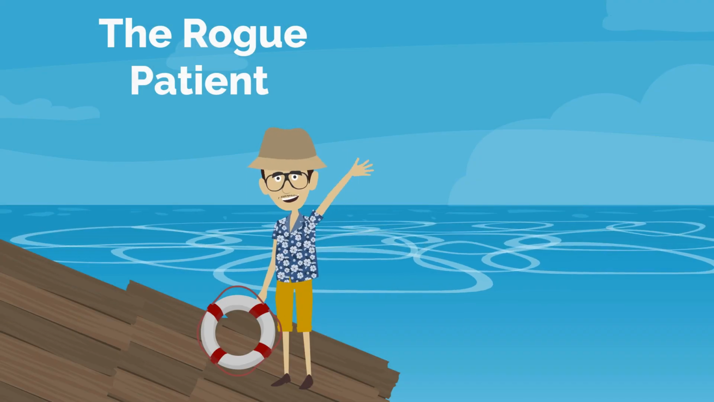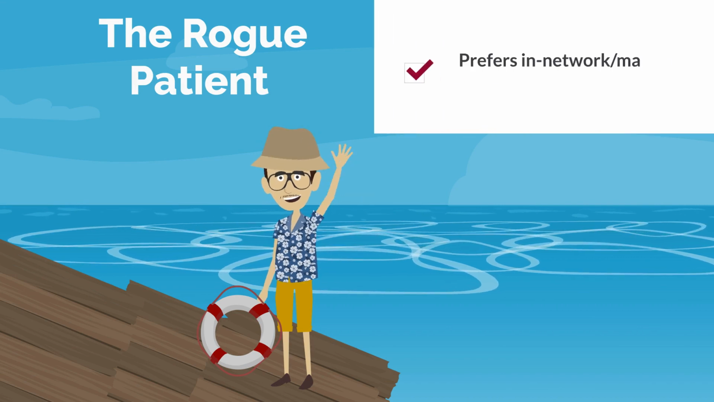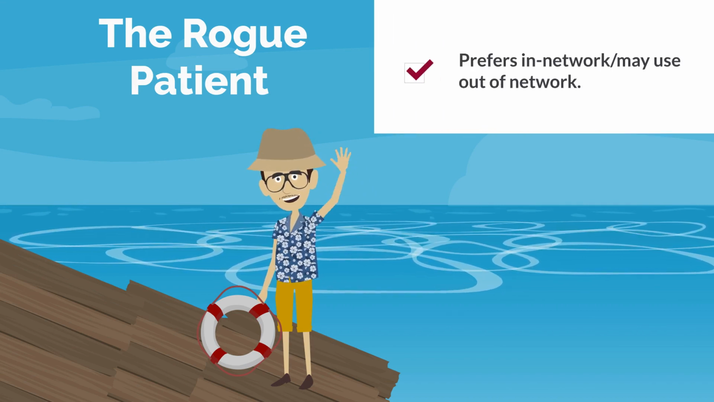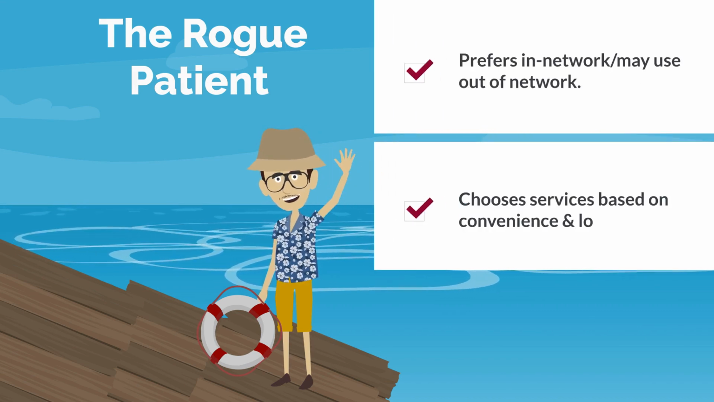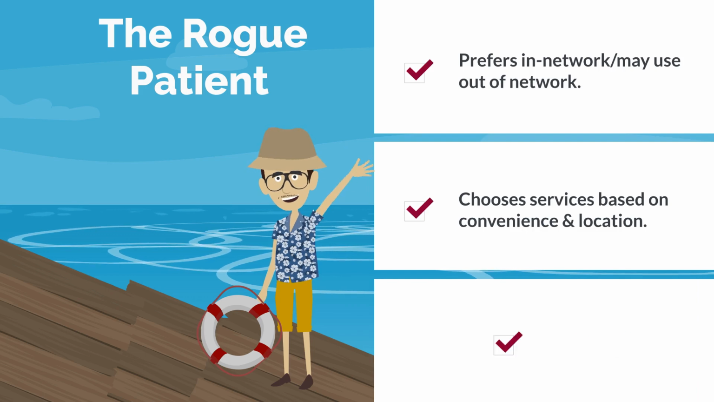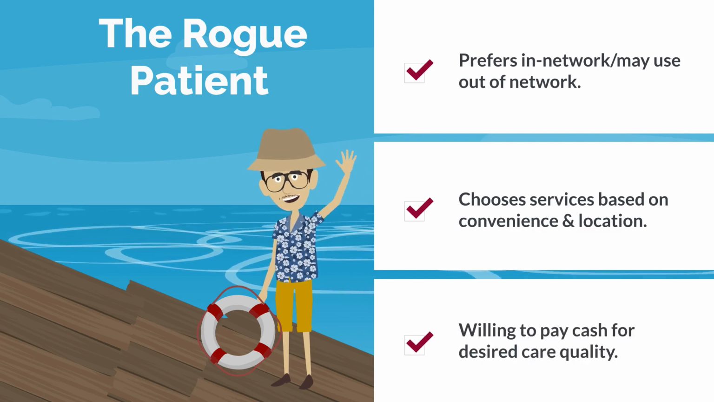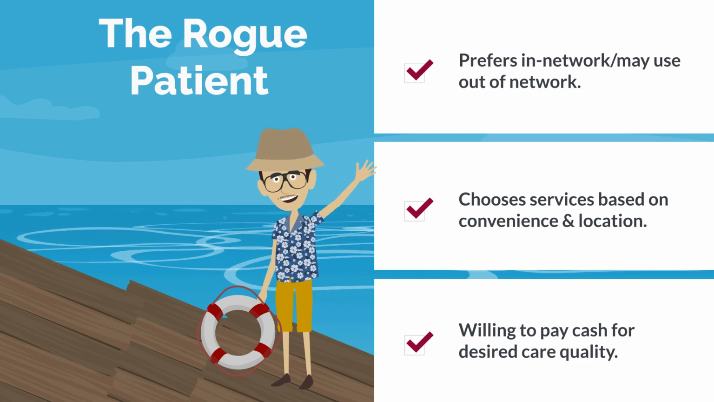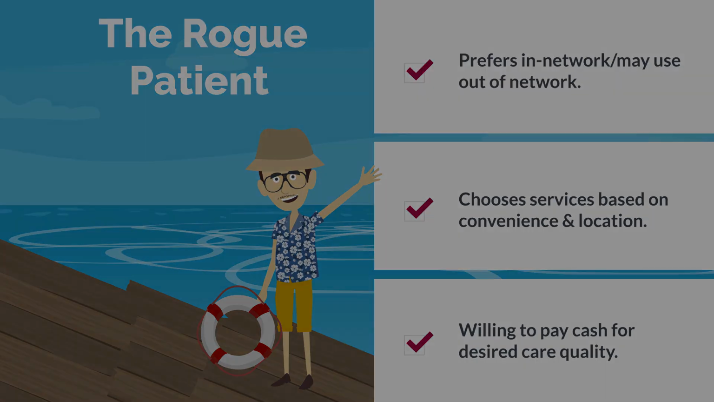If you are the rogue patient, you will apply in-network payer options whenever possible. You will treatment plan for convenience, location, and the experience that meets your treatment goals. You may have limited in-network resources and may seek cash-paying options if the desired care quality is preferred.